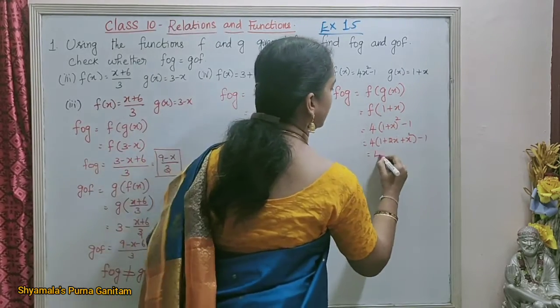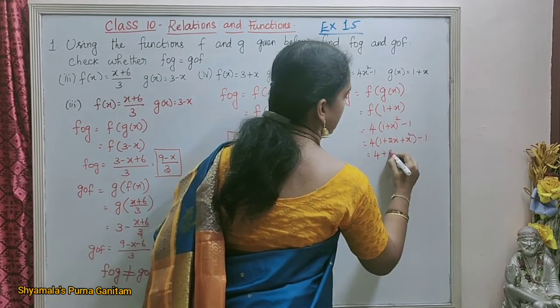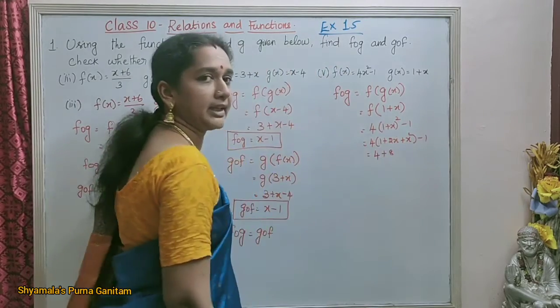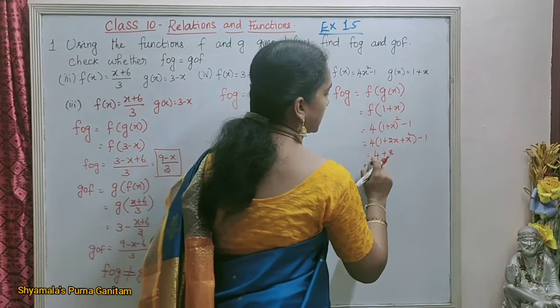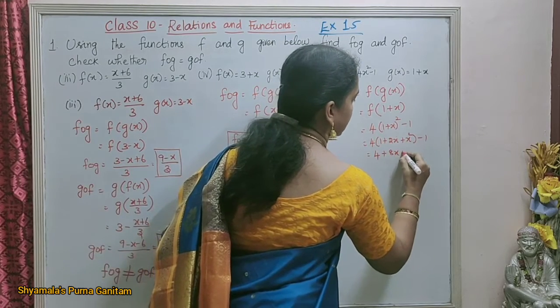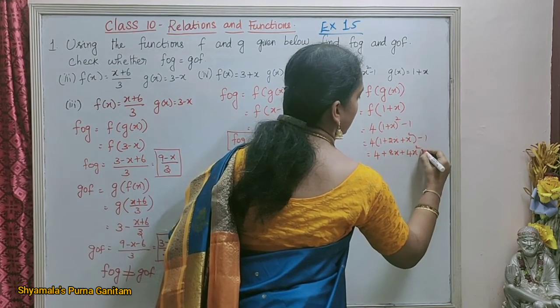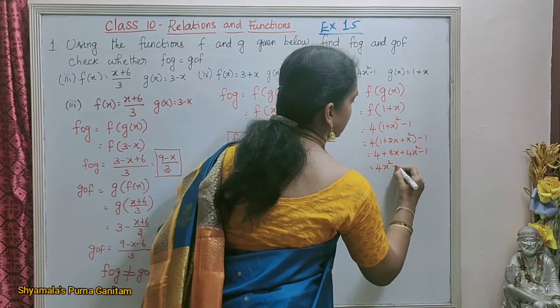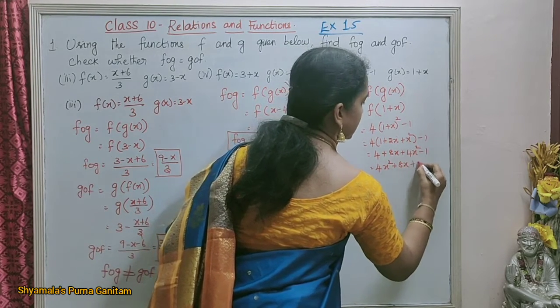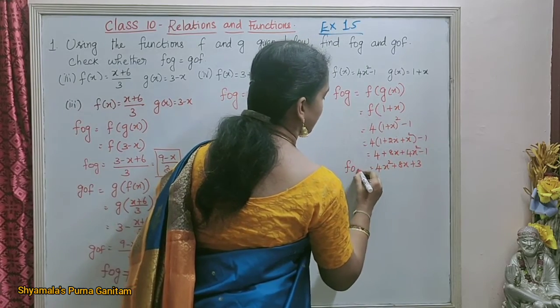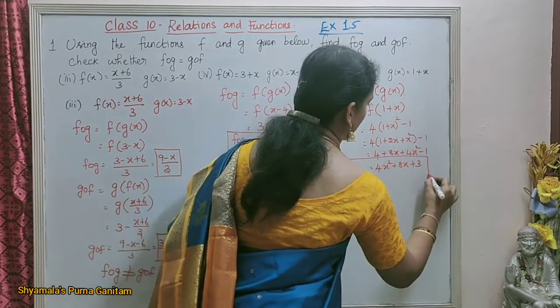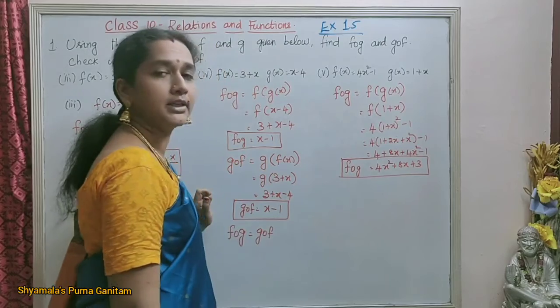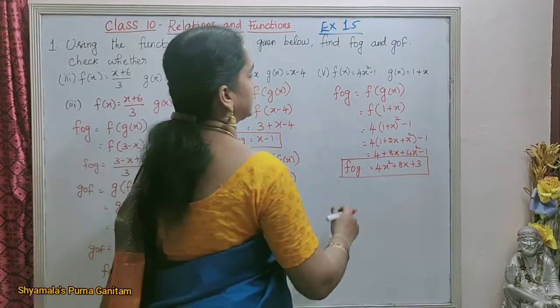So this is equal to 4 times, and I am multiplying the 4 inside the bracket. So 4 ones are 4, 4 twos are 8x, plus 4x² minus 1. So we will get 4x² + 8x + 3. So this is the f of g value. So the f of g value is 4x² + 8x + 3.